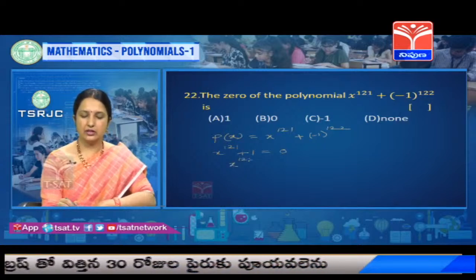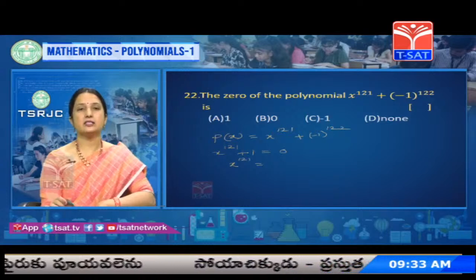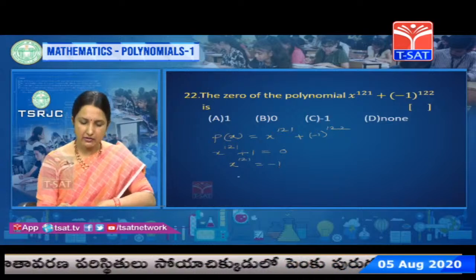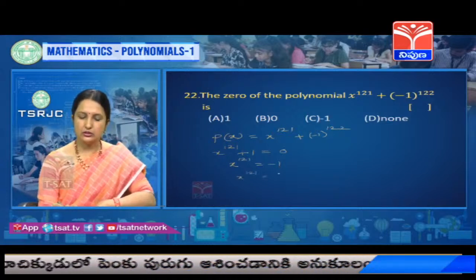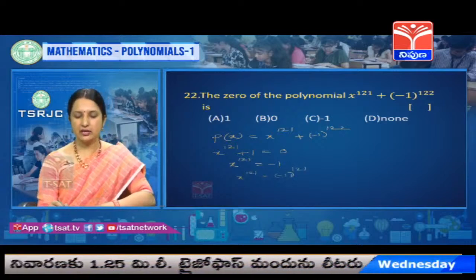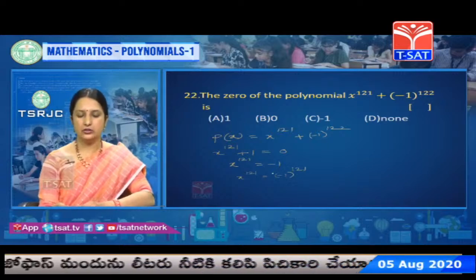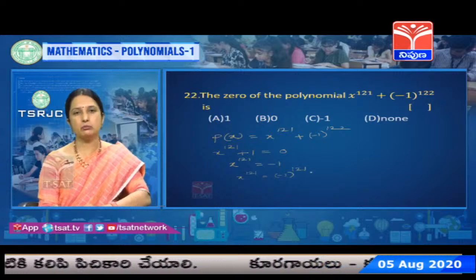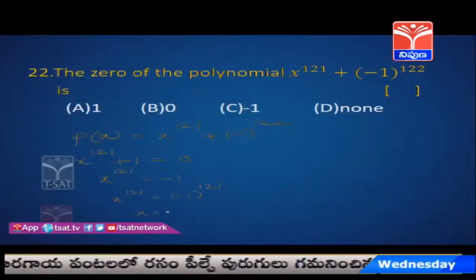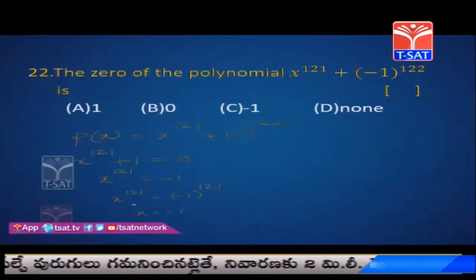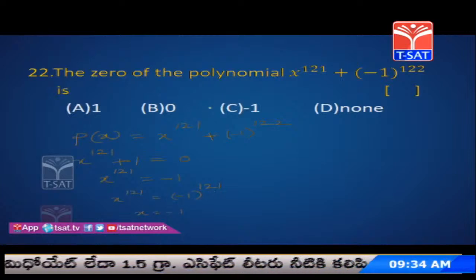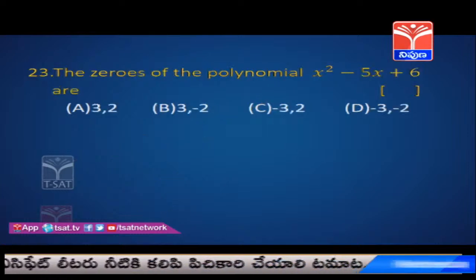x power 121 equals to, the plus 1 goes to the right side. What will it become? Minus 1. Okay. So x power 121 equals to, on both sides, you write minus 1 power 121 also minus 1 only, no? So minus 1 can also be written as minus 1 power 122. So the powers are equal there. So here x equals to minus 1. In the place of x, if minus 1 is there, you will get minus 1. So option C is the correct one.